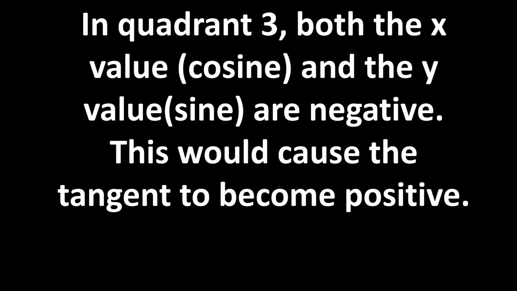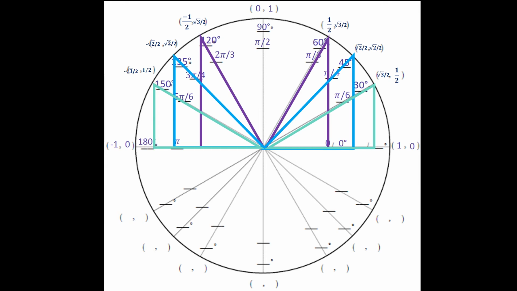In quadrant 3, both the x value, cosine, and the y value, sine, are negative. This will cause the tangent to become positive. If you take the coordinates from the equivalent triangles from quadrant 1 or 2, then you can just copy them.